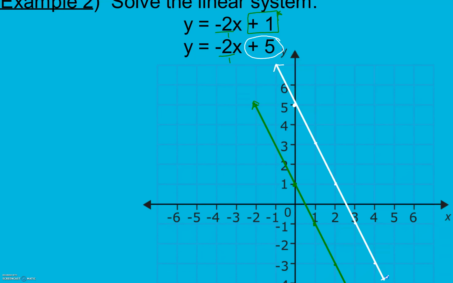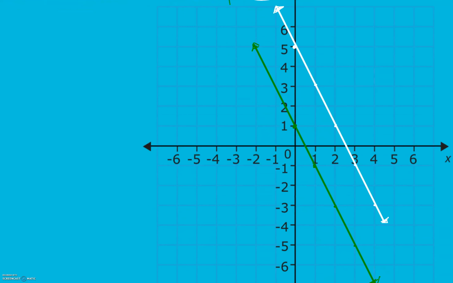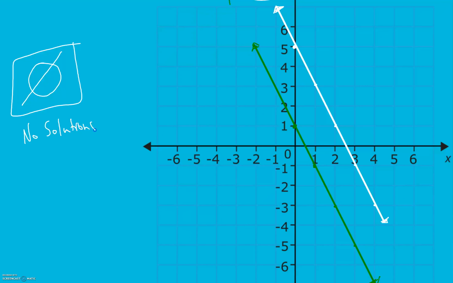Now, if we look at our lines here, it doesn't look like they're ever going to cross. It looks like they're parallel. So here, my solution is no solution. Keep in mind that just because you didn't draw your lines long enough so they didn't cross doesn't mean that they won't. But if we look here, the change between our points is always the same.